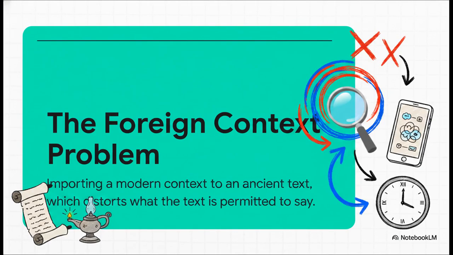This gets us to the heart of the matter, what's called the foreign context problem. Here's the deal. We can't help it, right? Every single one of us reads a text through our own modern eyes. But our world, our science, our politics, our questions, is totally foreign to the world that produced these ancient texts.